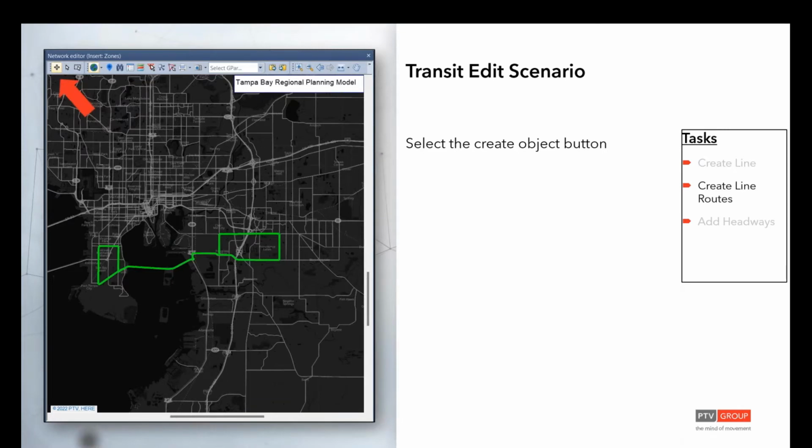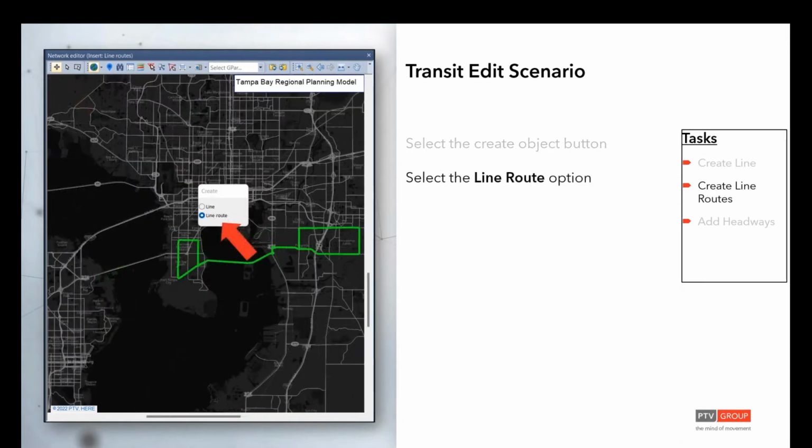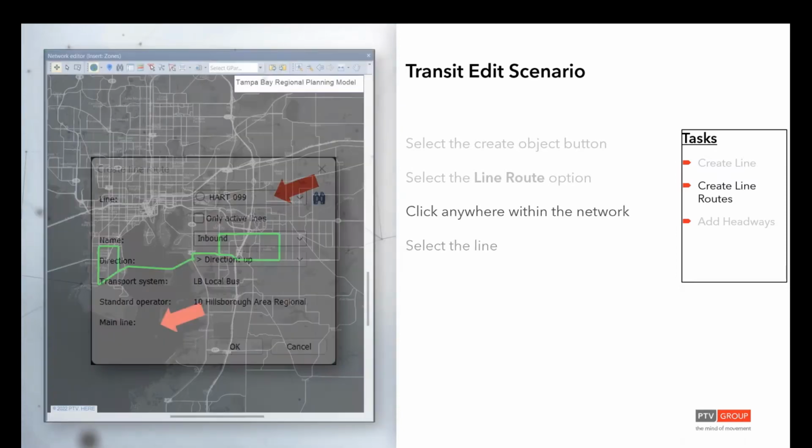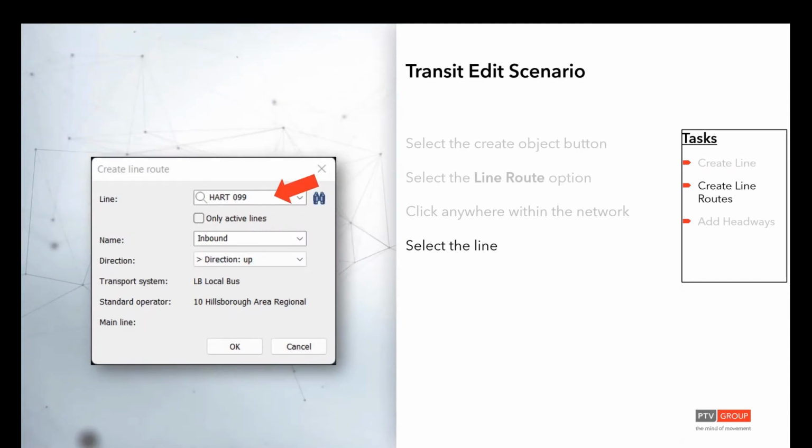Once we have that line defined, then we can create the route through the network. In this case, the line route defines the course that it goes to the network. And so we just use the insert mode, and with the editor, we select line route. And then we select the line that we want to have, because maybe you have a line that's inbound and then a line that's outbound, for example.